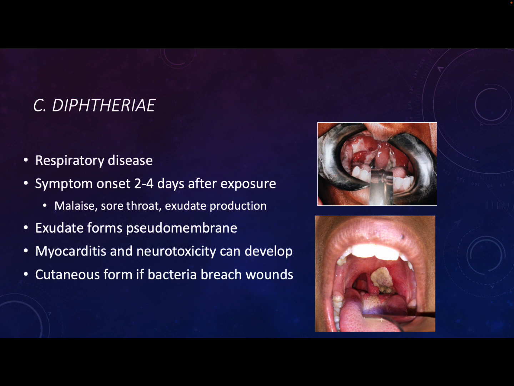If the bacteria get into a wound, you can also get a cutaneous form of diphtheria. And so it's kind of hard to see, but in this part right here, it looks like they've kind of scraped off the pseudomembrane, and it's just raw tissue under there. It's destroying the top layers of tissue because it is a toxin that causes cell death.